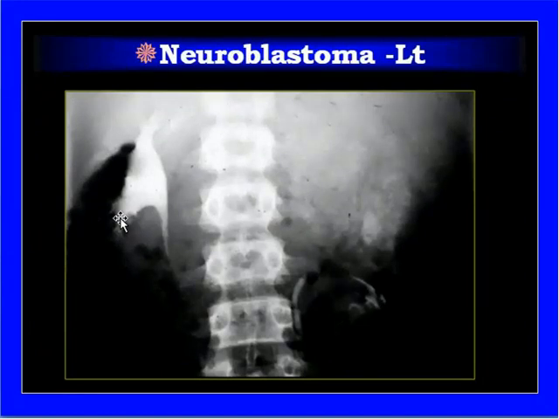Neuroblastoma, left kidney. Right kidney is normal with normal pelvic system, slightly prominent extrarenal pelvis, but still okay. On the left side, there is a huge mass which is pushing the kidney down. Pelvic system is compressed, but still excretion of the contrast is present.